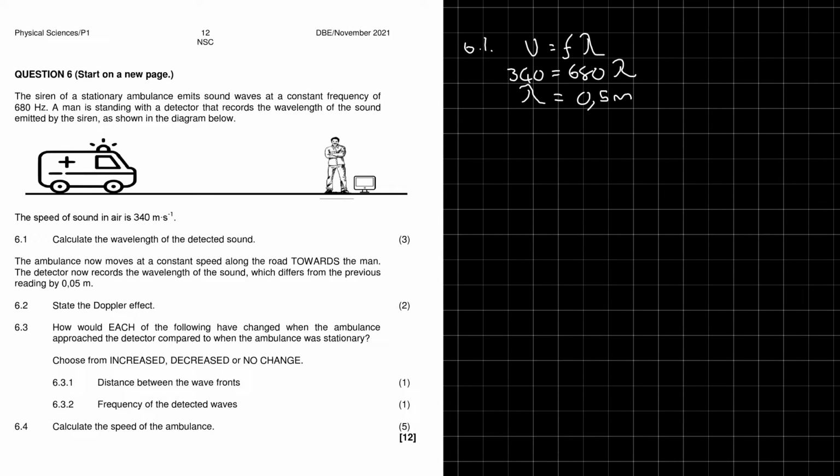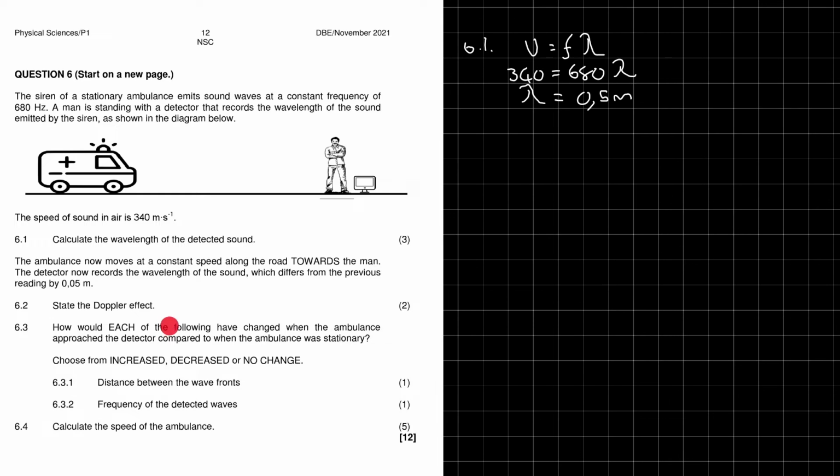Now they say that the ambulance moves at a constant speed along the road towards the man. The detector now records the wavelength of the sound, which differs from the previous reading by 0.05 meters. State the Doppler effect. The Doppler effect is the apparent change in frequency detected between the source and the listener due to relative motion within the medium of sound propagation between the source and the listener. Something along those lines.